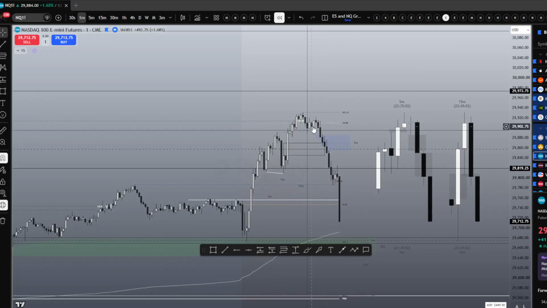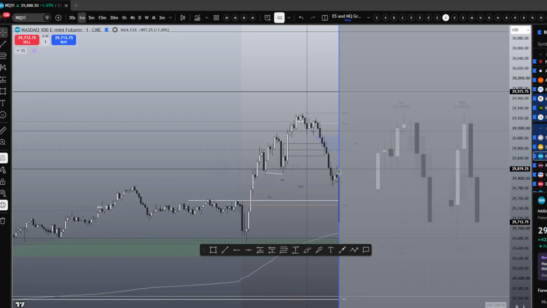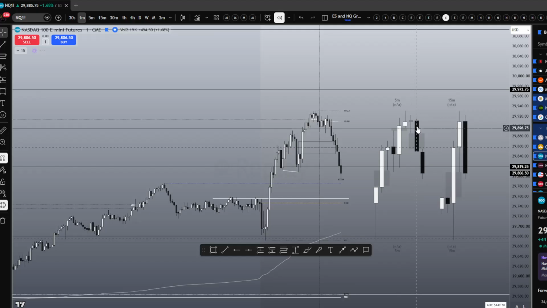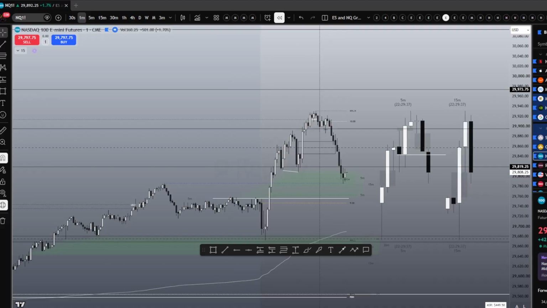Because this displacement is so strong, right? Even before that displacement, look at the 5-minute candles to the left. Once we get this close right here, we're basically breaking this 5-minute structure. So even though we have a 5-minute gap right here and a 15-minute gap, longs aren't super high probability just because this displacement leg is so strong.